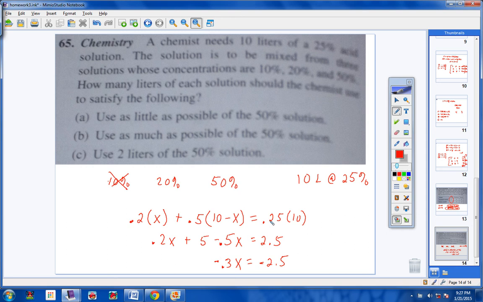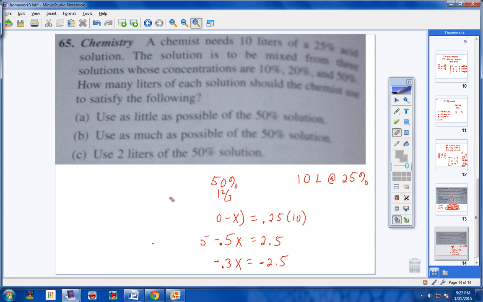8 1/3. So think about it, guys. X is your 20%, right? So if you're getting 8 1/3 for this, then over here you need 1 2/3, because these two numbers together have to add up to 10. Okay? Hope that makes sense.